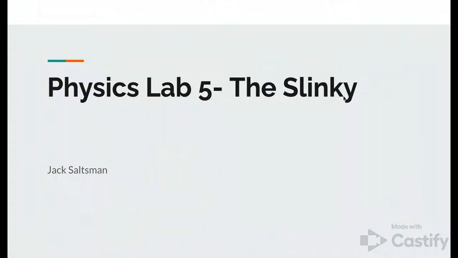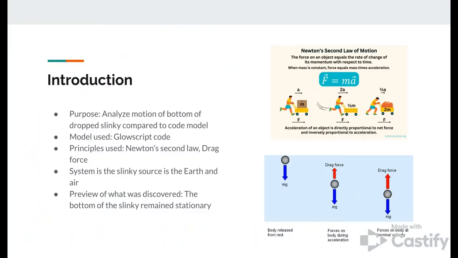The final lab for Physics 1 is the Slinky. To introduce the lab, the purpose is to analyze the motion of the bottom of a dropped Slinky compared to the GlowScript model. The principles used are Newton's second law and drag force. The system is the Slinky, and the source is the Earth and the air. To preview the results, the bottom of the Slinky did remain stationary.